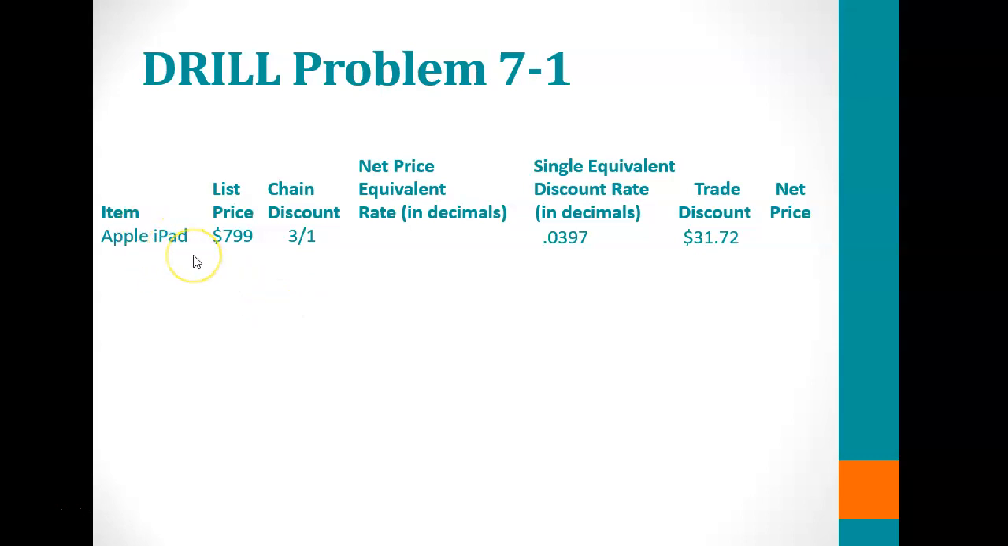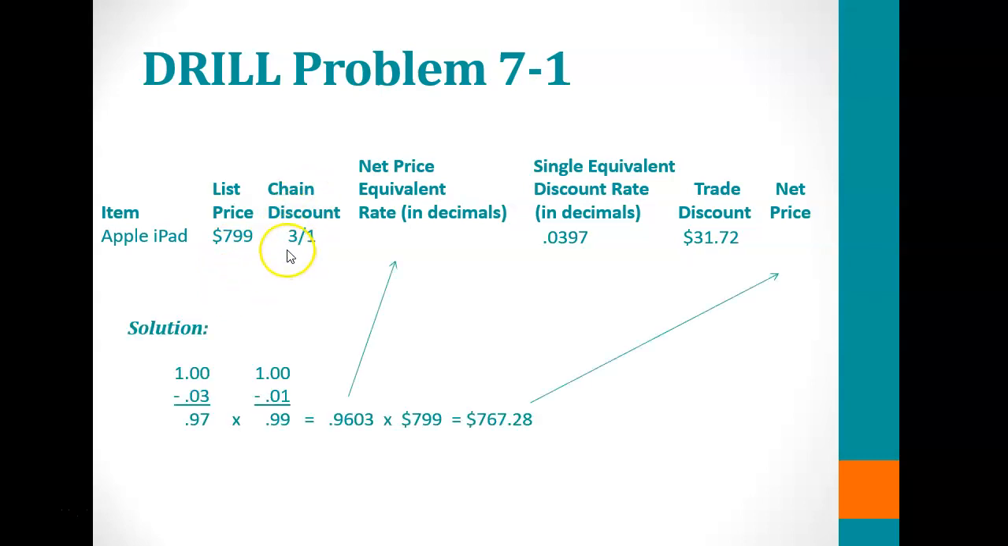We have an Apple iPad with a list price of $799, but it has a chain discount of 3/1. So that's 3% and that's 1%. So once again, you take the complements of those. 100 minus 0.03 gives you 0.97. 100 minus 0.01 is 0.99. You multiply those together, that gives you 0.9603, which is your net price equivalent rate, multiplied times $799. Therefore, the amount paid after discount would be $767.28.